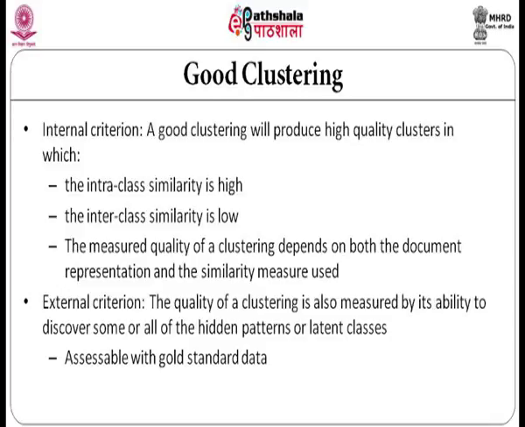In terms of distance, intra-class distance is low and inter-class distance is high. So, it depends only on that, but if you take an external criterion, the quality of a clustering is also measured by its ability to discover some of the hidden patterns or latent classes. We will come into the detail about this as we go along. To check whether we have got what we wanted, you have to have a gold standard. So, if you have gold standard data, you can do external criterion.